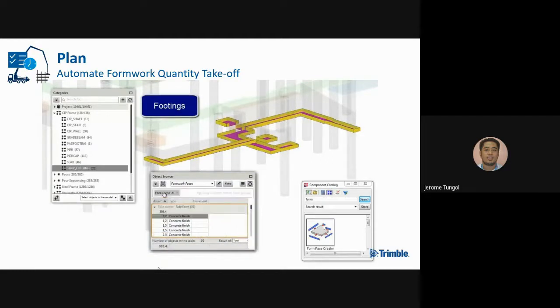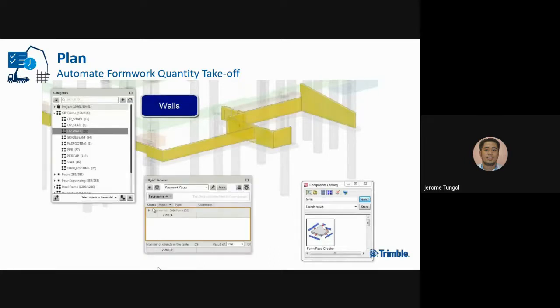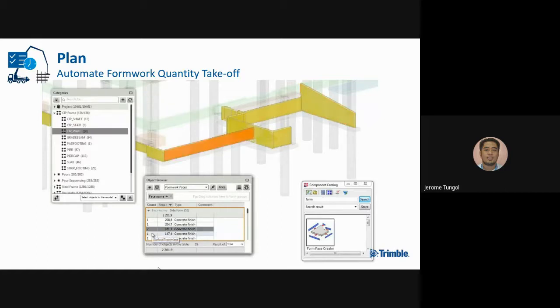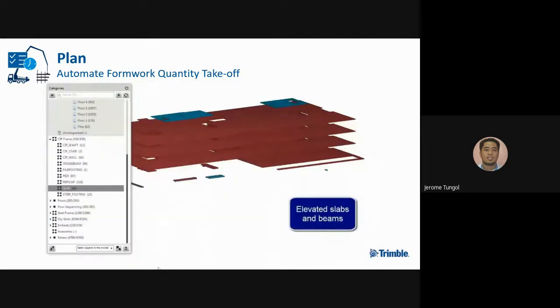So for example, the footings, and then on the walls. So now by doing this, you already have calculated the estimated total surface of the side parts.